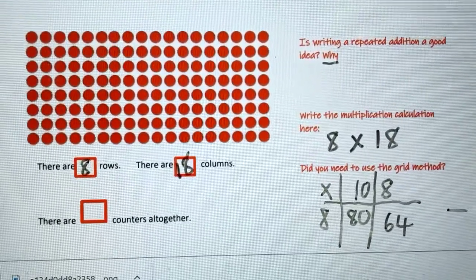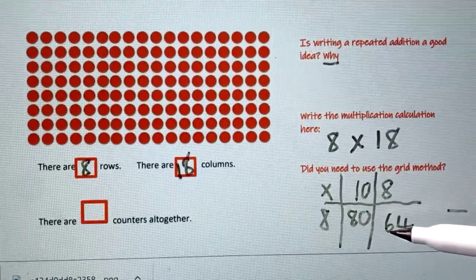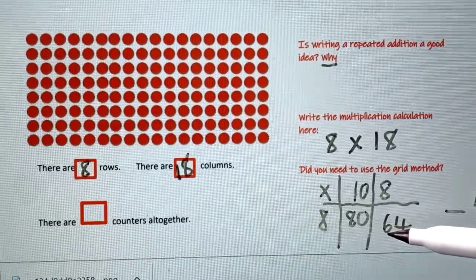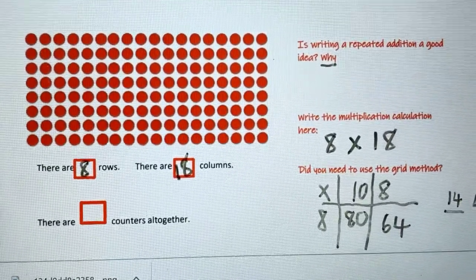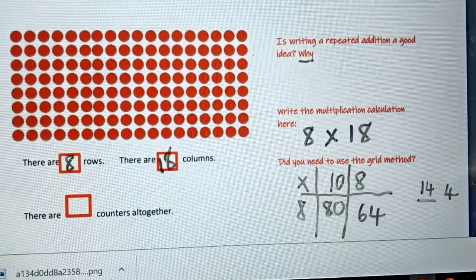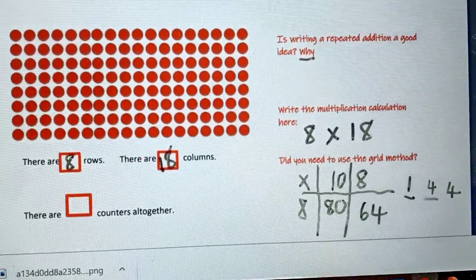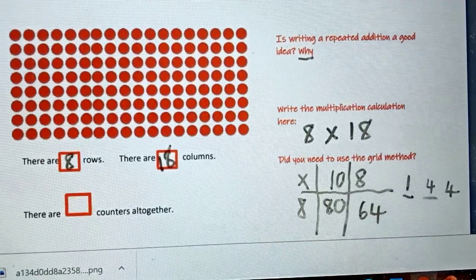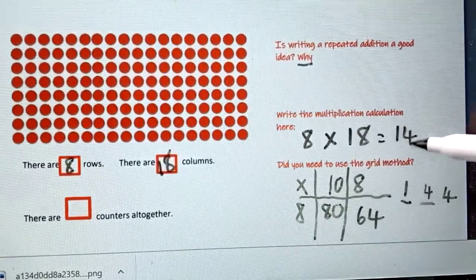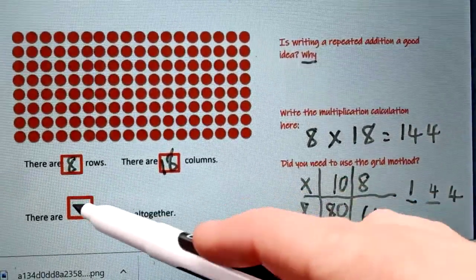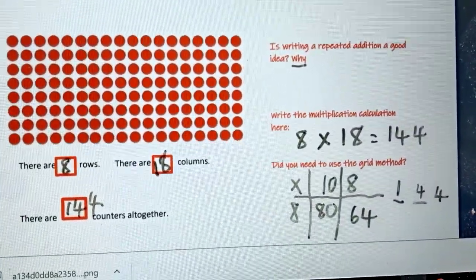Let's add my tens. I've got 8 tens. Add 6 tens. What's 8 add 6? Well done, it's 14. Am I allowed to write them like that in one box? No, I'm not. I've got to move the 1 over, so it makes 144. So 18 times 8, or 8 times 18, equals 144. So how many counters have I got altogether? I've got 144. Right, guys, that's the grid method.